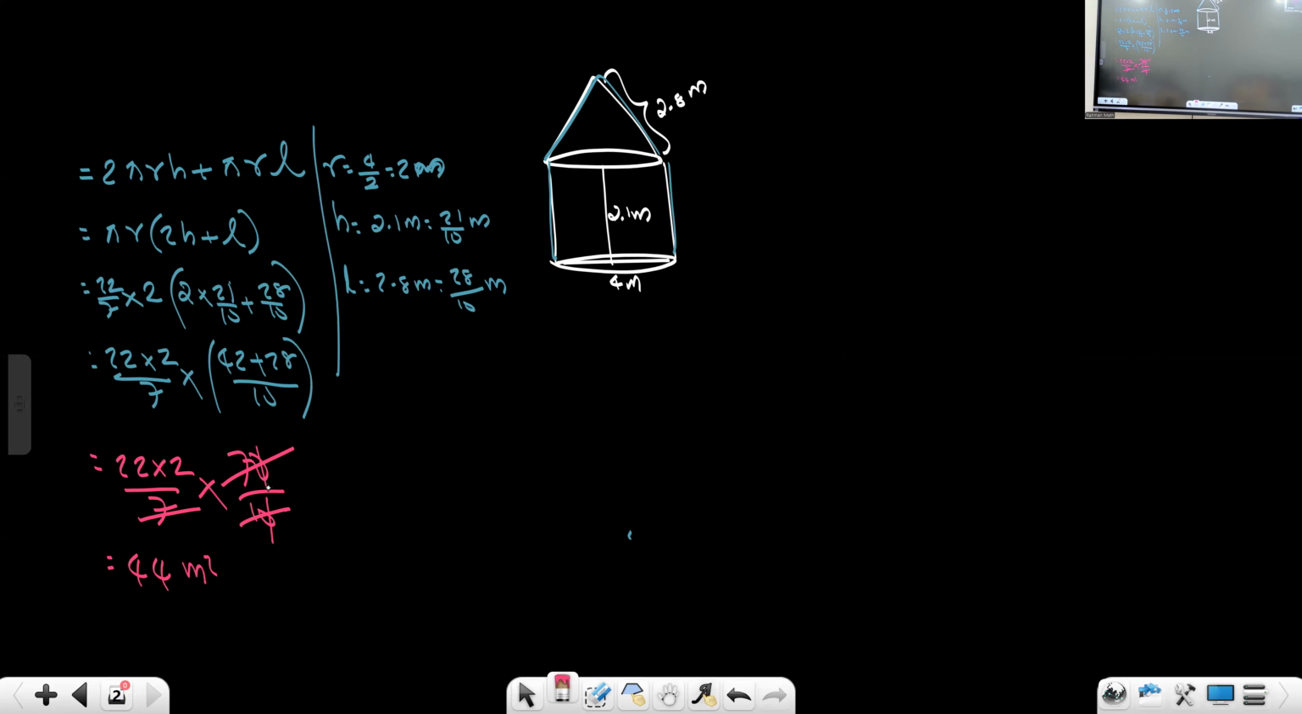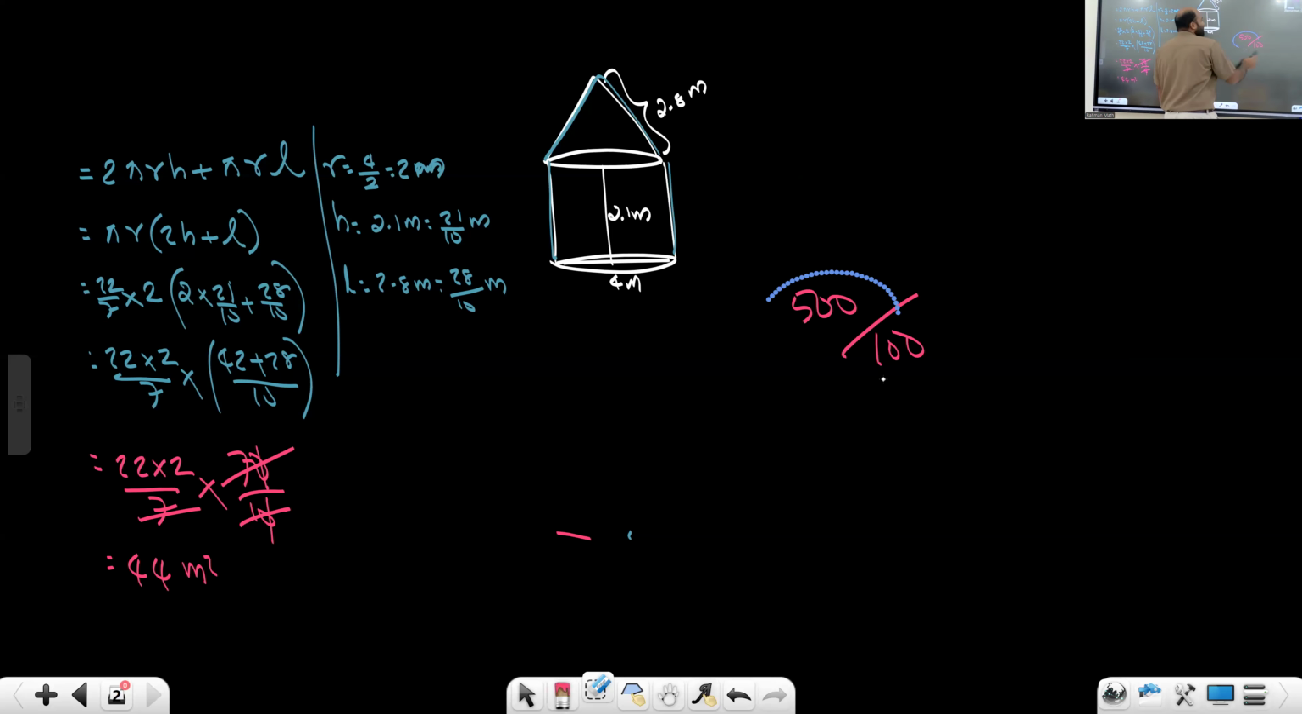Therefore, cost of the canvas at the rate of rupees 500 per meter square. Sometimes the question will come as 500 per 100 meter square also. 500 per meter square, no problem. When they tell you 500 per 100 meter square, just divide by 100 also, you're right. Anyway, questions will come, don't worry.